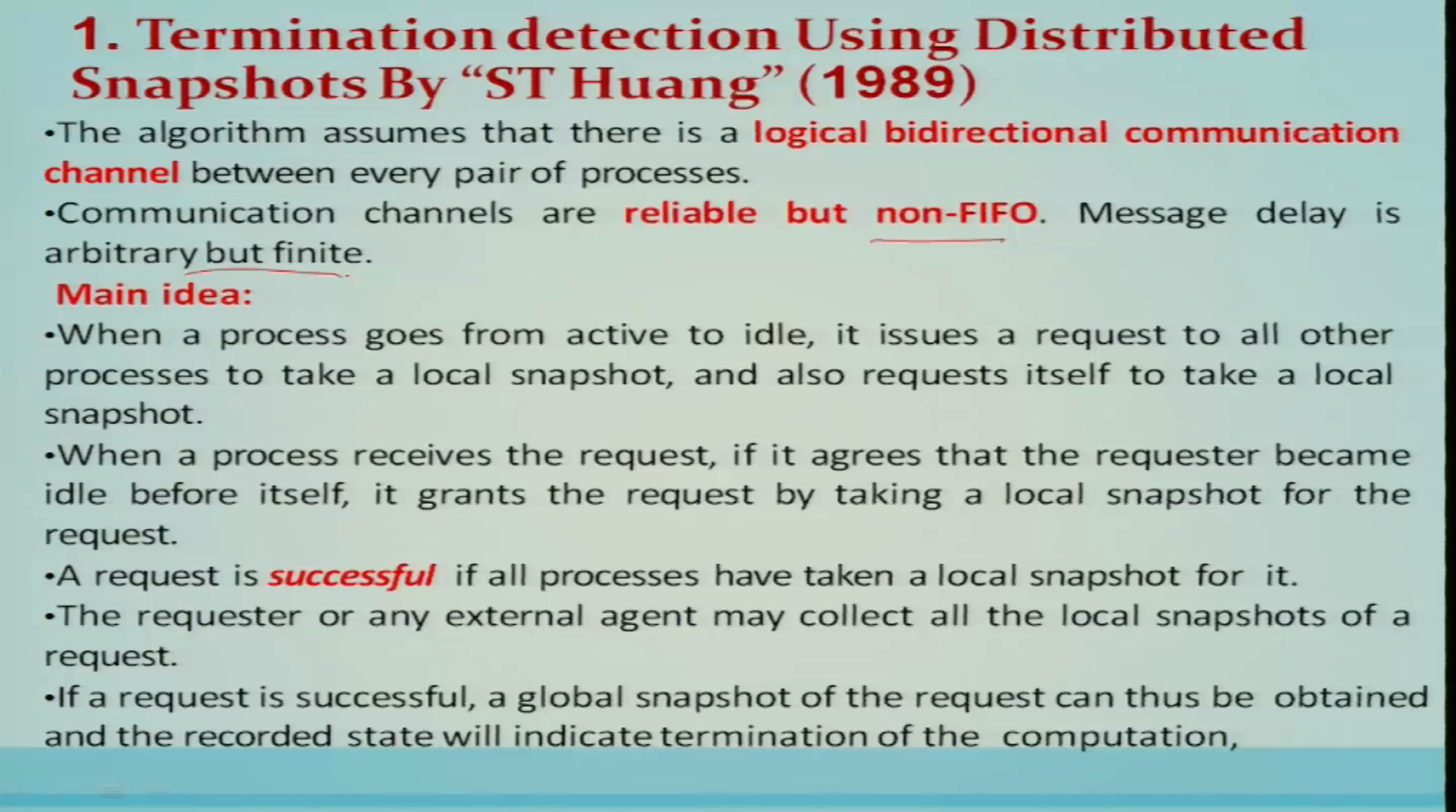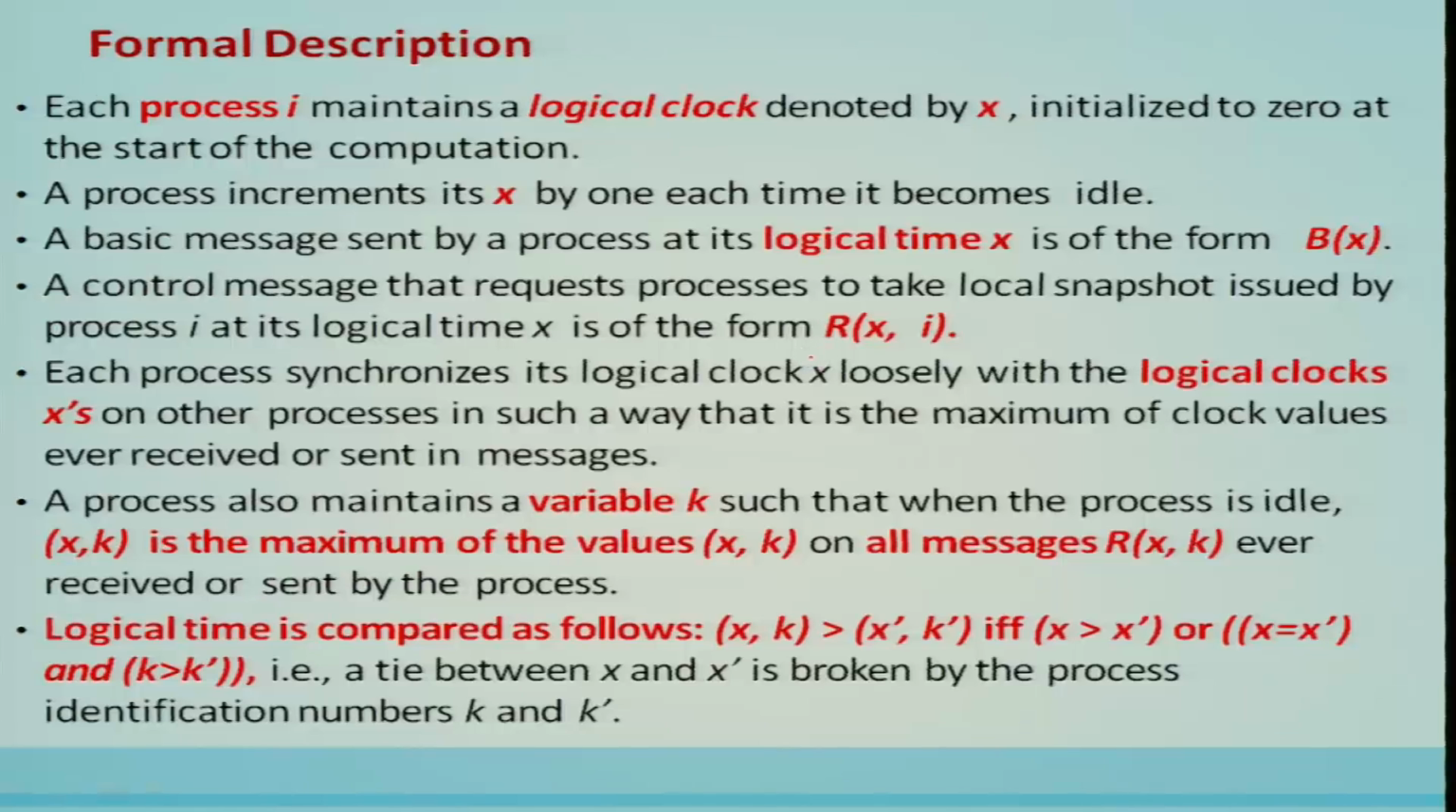The main idea of this algorithm is that when a process goes from active to idle, it issues a request to all the other processes to take a local snapshot and also requests itself to take a local snapshot. So when a process receives this request, if it agrees that the requester became idle before itself, then it grants the request by taking a local snapshot for the request. A request is successful if all the processes have taken a local snapshot for it. The requester or the external agent may collect all the local snapshots of the request. If a request is successful, the global snapshot of the request can thus be obtained, and the recorded global state will indicate the termination of the computation.